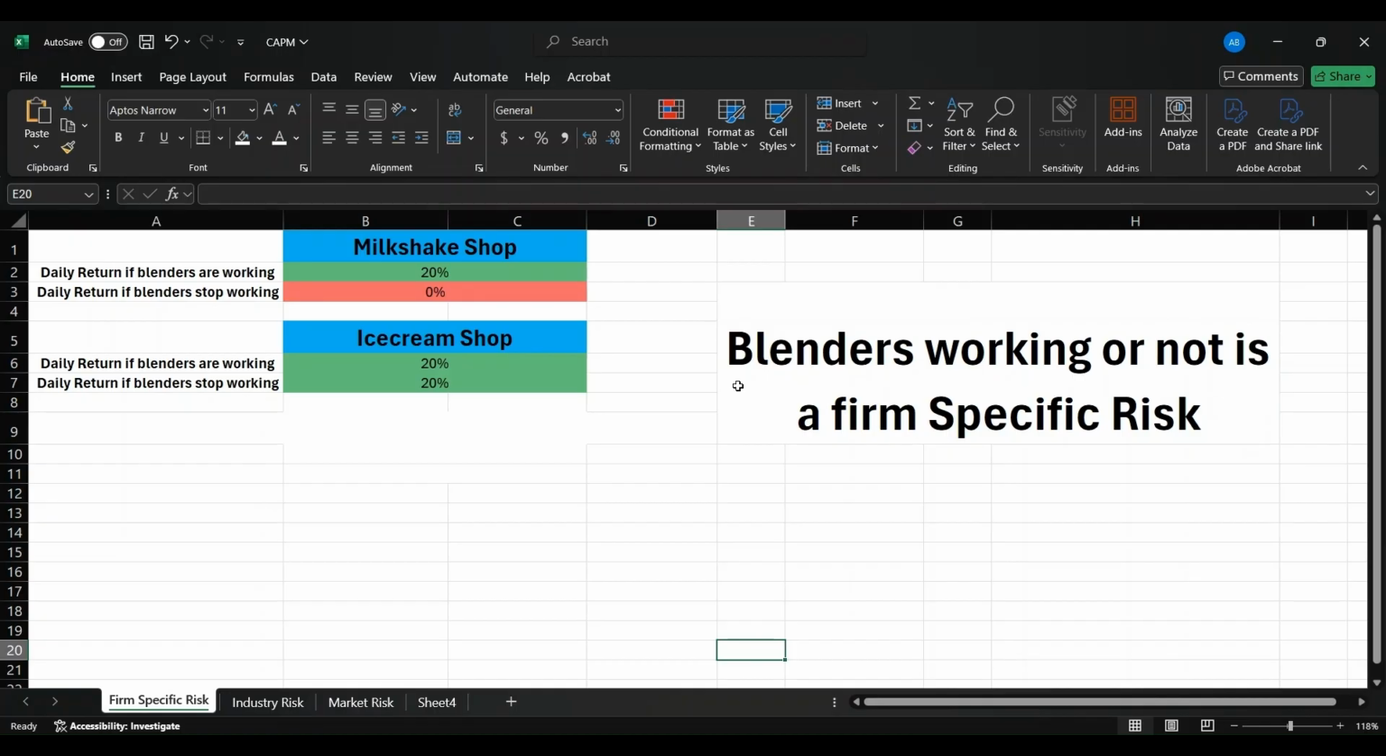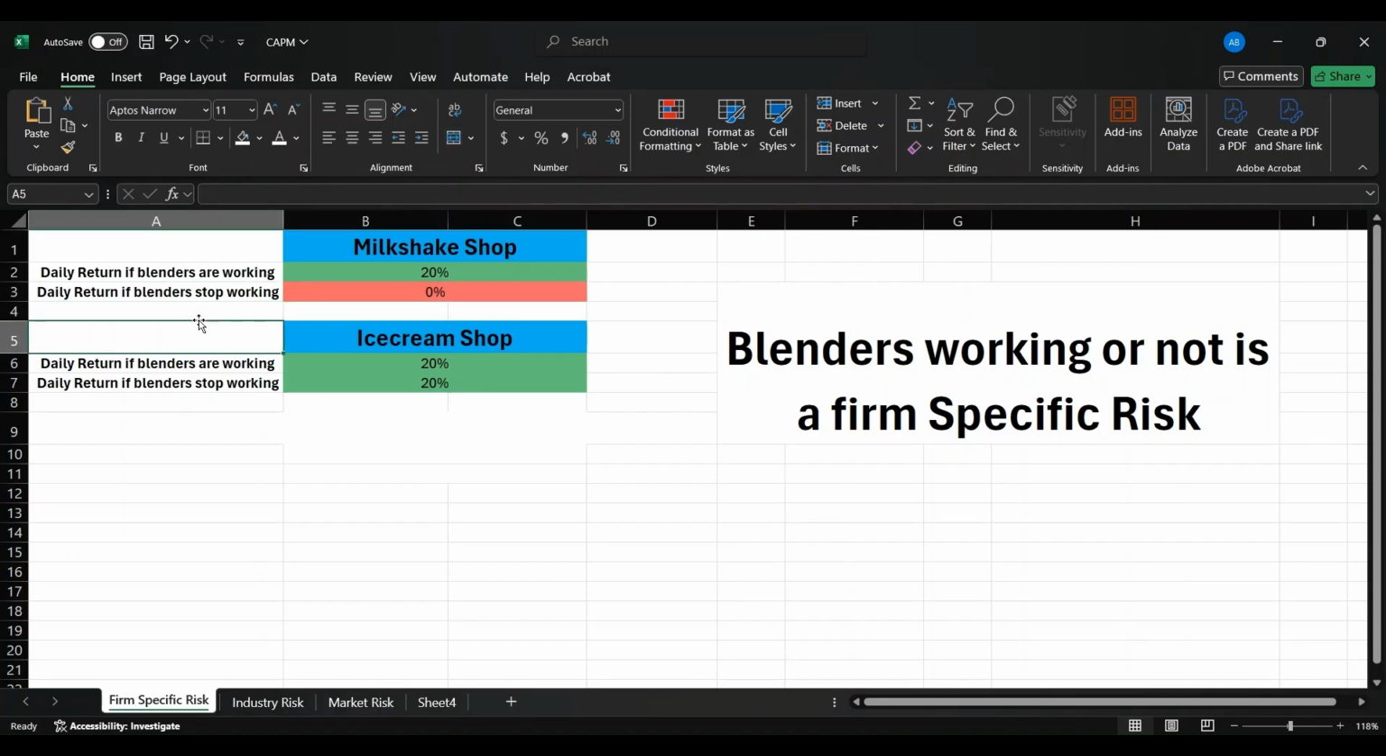First off, let's imagine that there are two shops, one that sells milkshakes and one that sells ice creams. Now, the milkshake shop requires the blenders to be working for them to be able to make milkshakes. So there are two possibilities: either the blenders are working or the blenders aren't working. On days that the blenders work, the milkshake shop will earn a return of 20%. On days when blenders aren't working, they'll have a return of 0%.